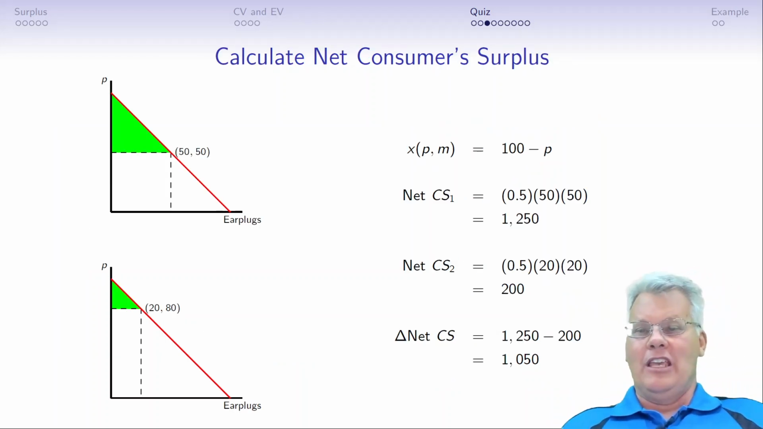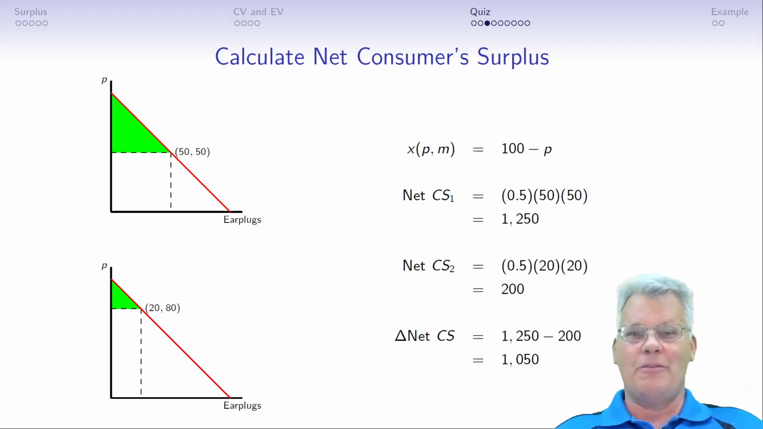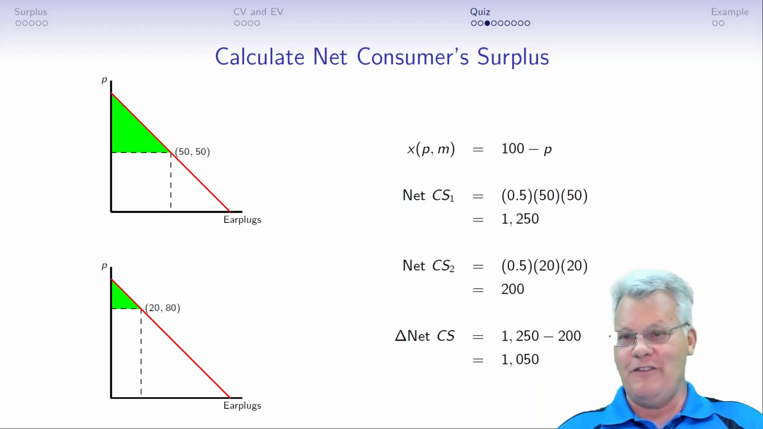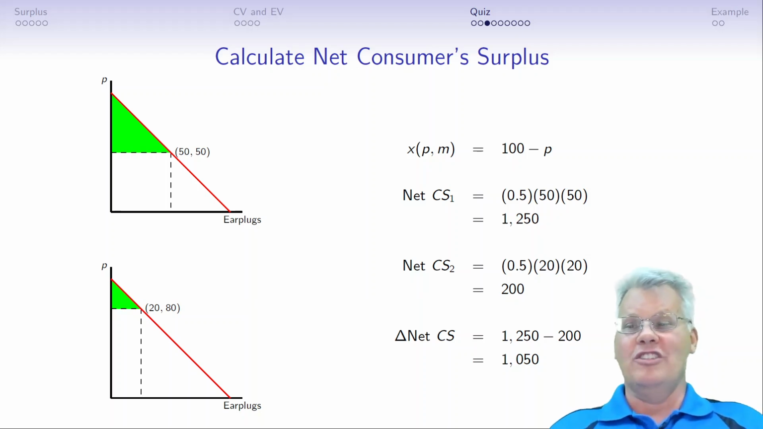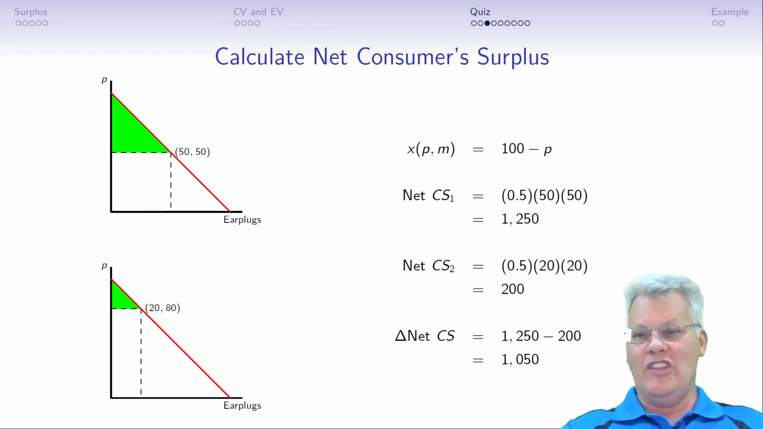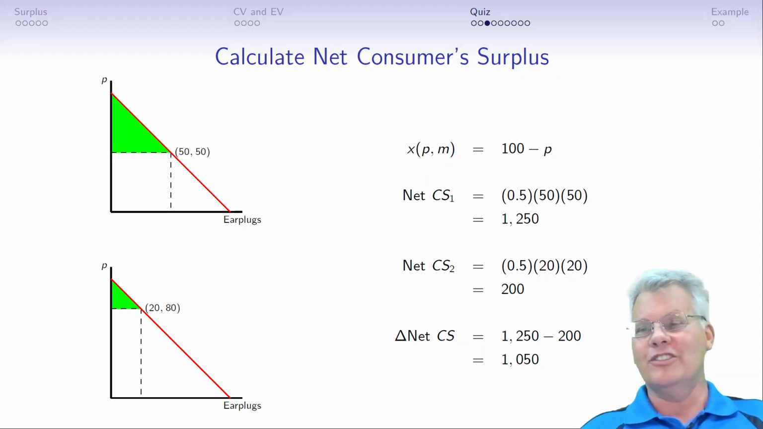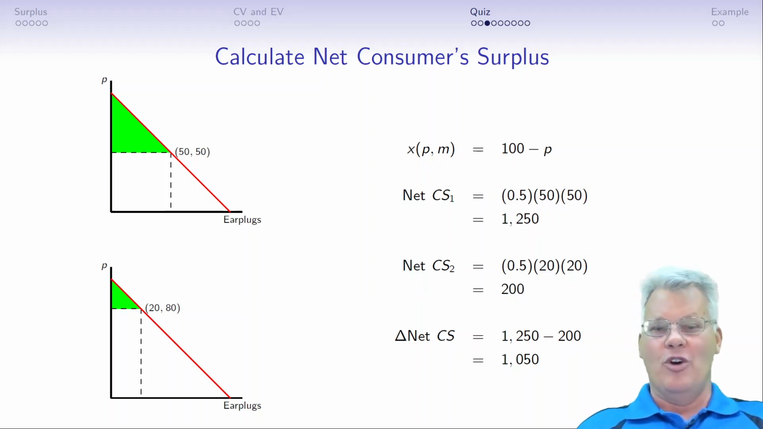So we can easily chart Ms. Quasimodo's net consumer surplus if the price of earplugs was $50, right? She consumes 50 earplugs. If the price of earplugs rises to 80, she will consume 20 earplugs. And we can compute the change in the area of those green triangles from the big one to the small one, and that represents the change in Ms. Quasimodo's net consumer surplus. Okay?